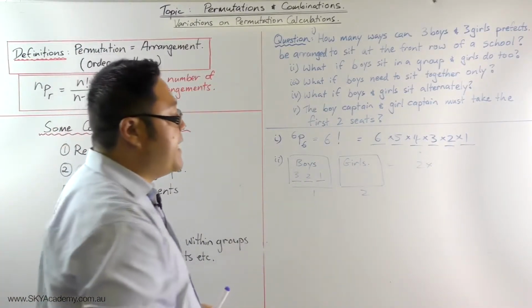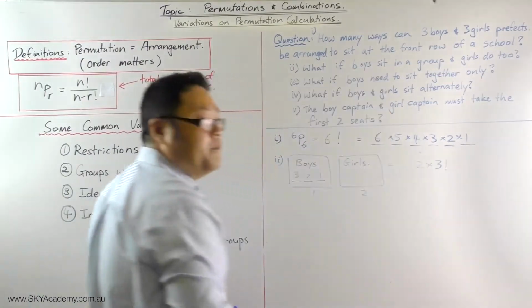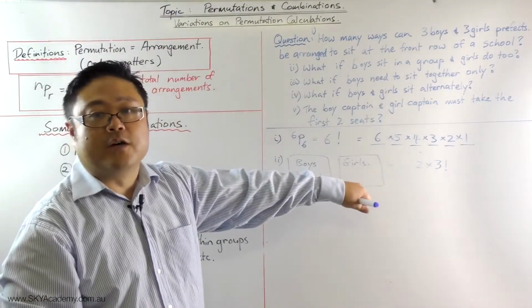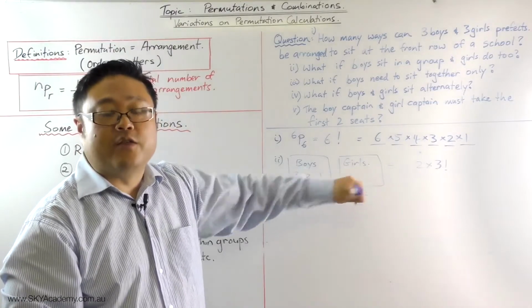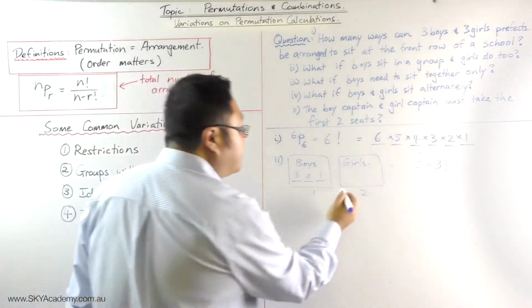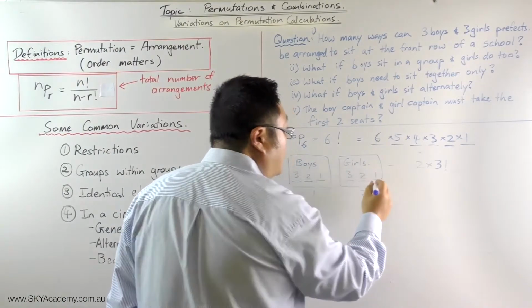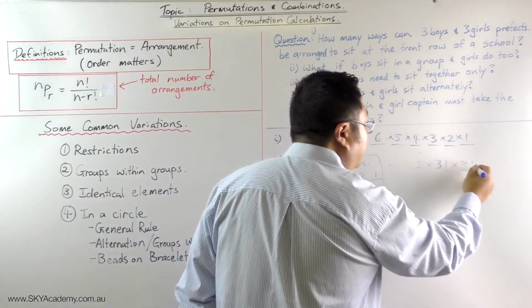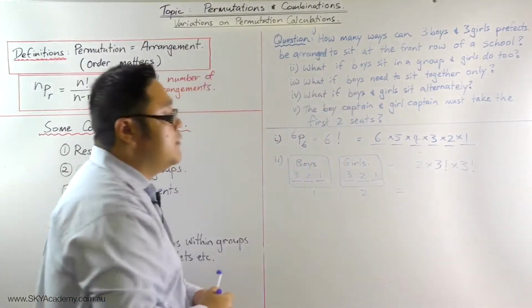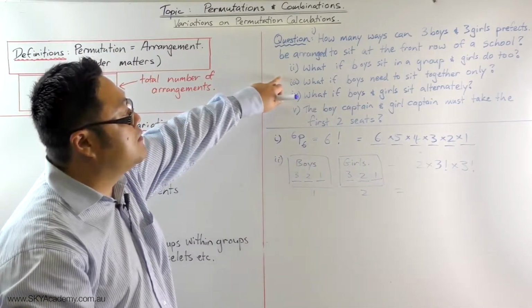Yes? So basically you've got 3 factorial. Yeah? And then you've got the same thing for the girls. How many ways can you arrange the 3 girls? Right? The same thing. 1, 2, 3, 3, 2, 1. You've got 3 factorial. Right? So, for the second question, right?